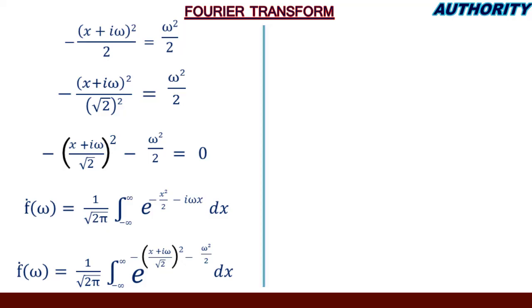Yes. Now, let's split this into 2. It's still the same thing as saying, here we have 1 all over square root of 2 pi, the integral from negative infinity to positive infinity, e raised to the power of minus open bracket (x plus iω all over square root of 2) close bracket raised to the power of 2 times e raised to the power of minus omega squared all over 2 dx.